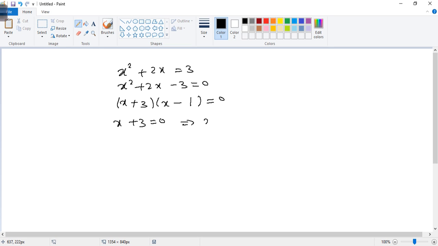That will lead to x equals minus 3. This is the first root. And x minus 1 equals 0, that will lead to x equals 1. Minus 1 goes to the other side, it will be 1. And this is the second root of the equation.